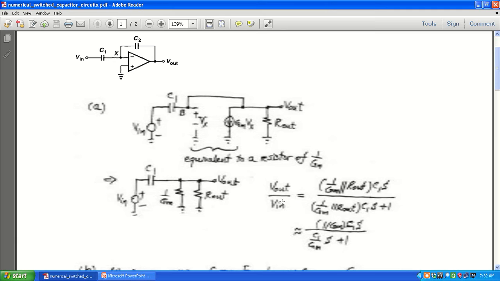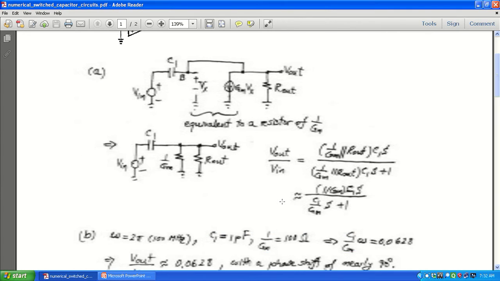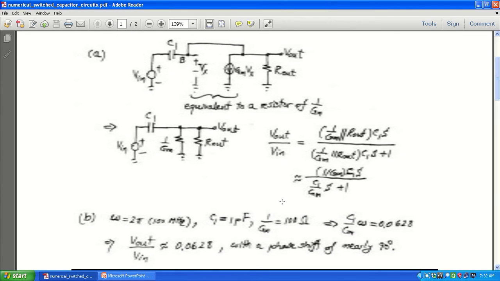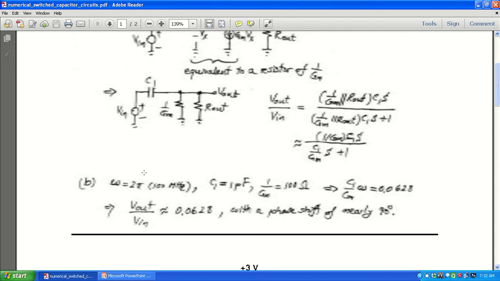So this is part A, that is, we had to determine the transfer function, and we got it. Now part 2 is to plot the waveform for a given input of 100 MHz. C1, GM and R out are given. Thus, we substitute omega, that is 2 pi f, C1 as 1 picofarad, and 1 by GM as 100 ohms into this equation, and we get C1 by GM into omega as 0.0628. Therefore, V out by V in from this equation is 0.0628.